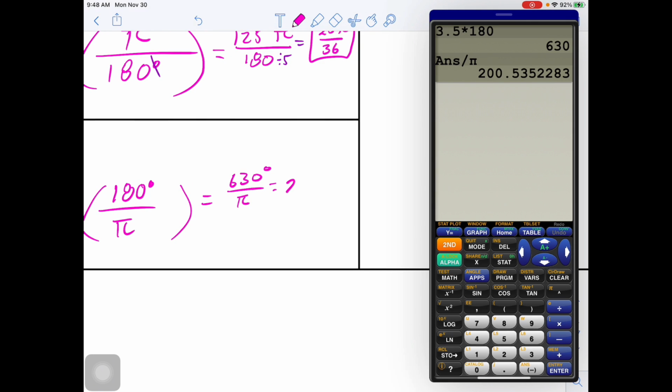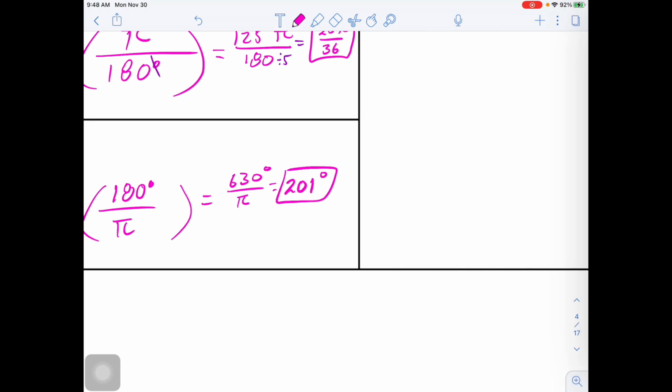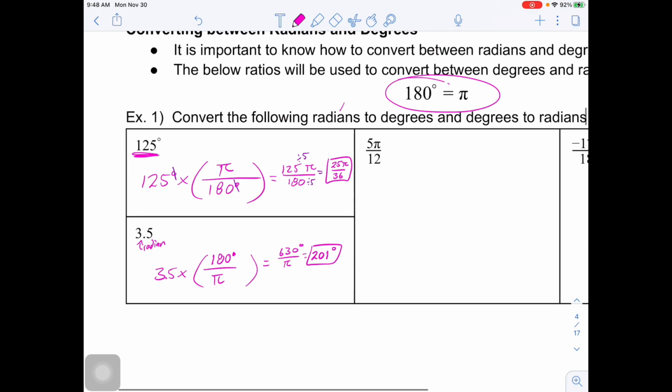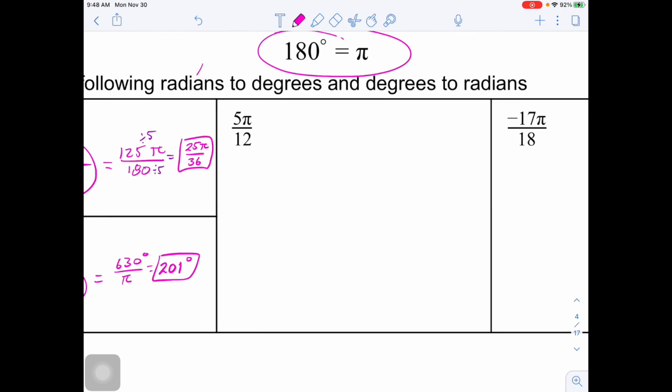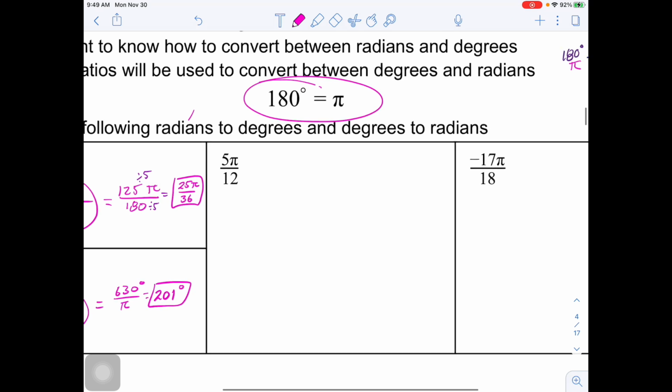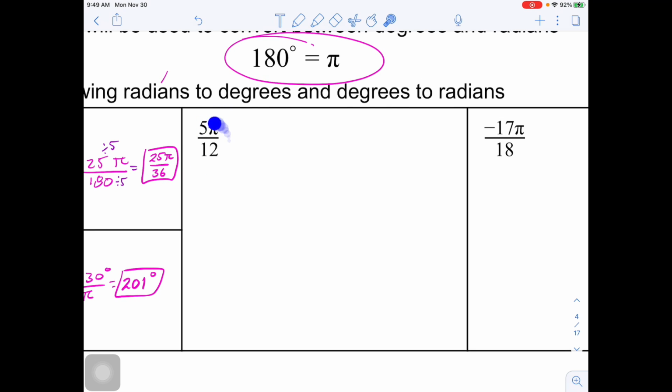So that gives me roughly 201 degrees, and there is what 3.5 radians is equal to. Let's go over here and see what it looks like to convert some actual other types of more fraction type radians. So this isn't radians because there's no degree symbol. So we're going to convert it to degrees. So let's use the same method.